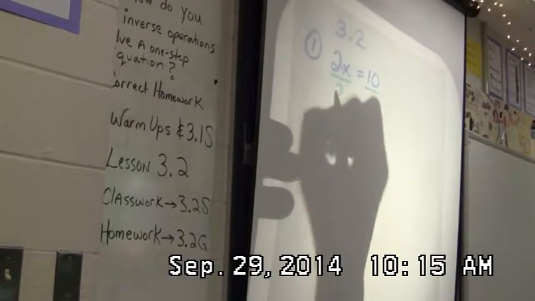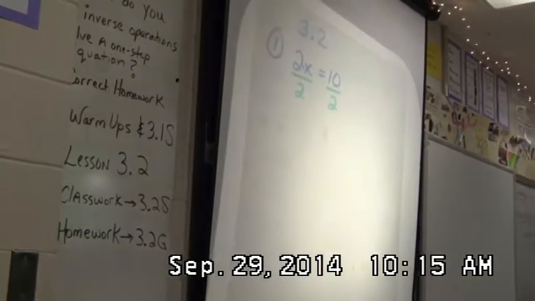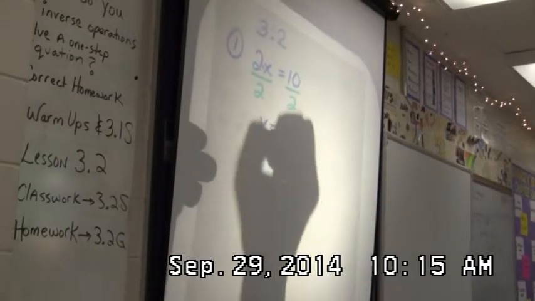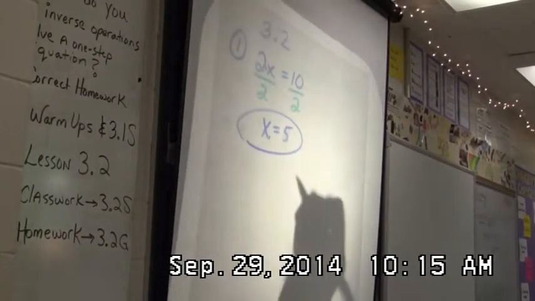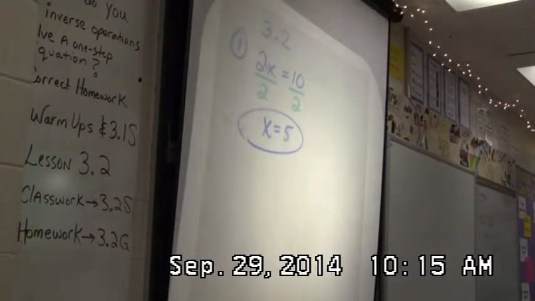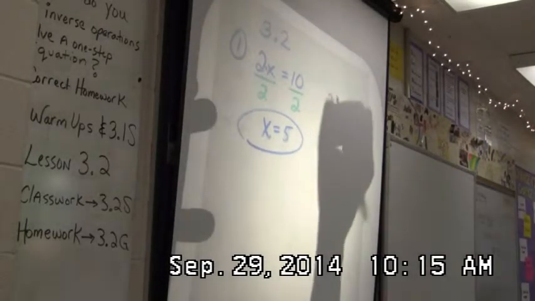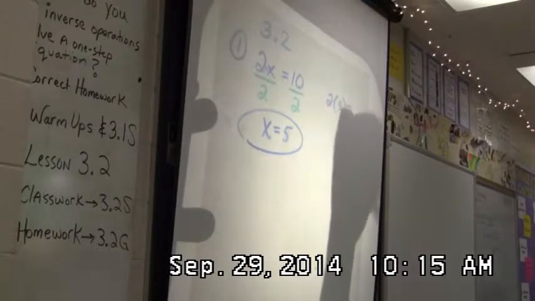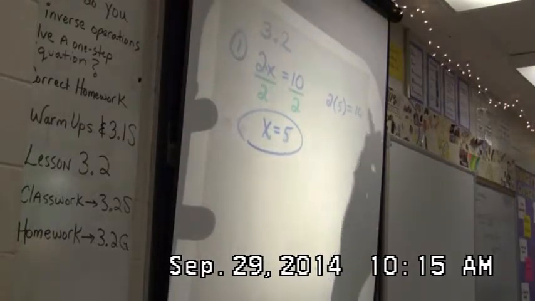Division. So when we divide both sides by 2, we end up with x equals 5. Nice. All right, now we're still going to do the checks, just like we did before, just like we're going to do throughout the whole chapter. 2 times our answer is supposed to equal 10. 2 times 5 is 10. 10 equals 10.